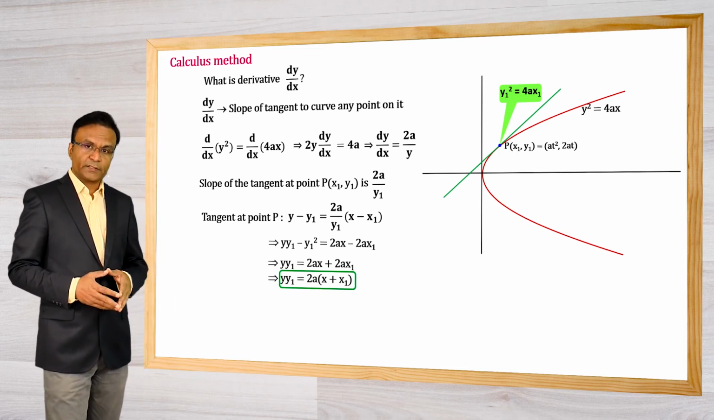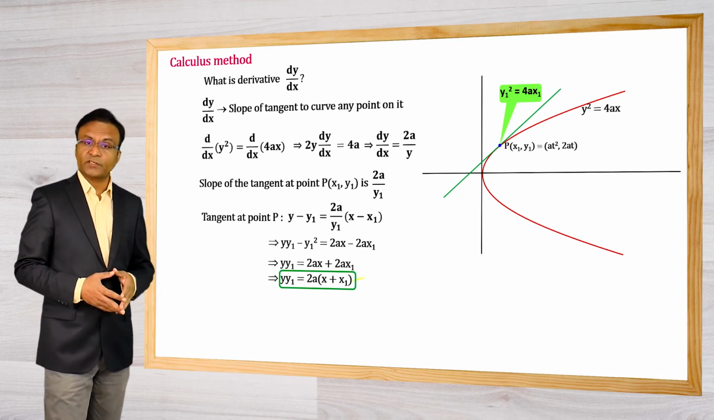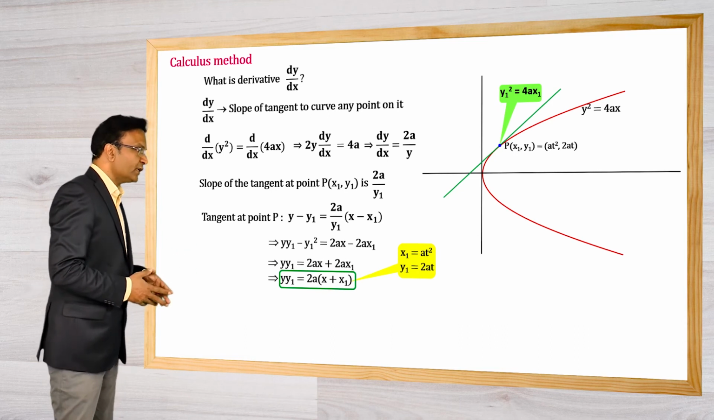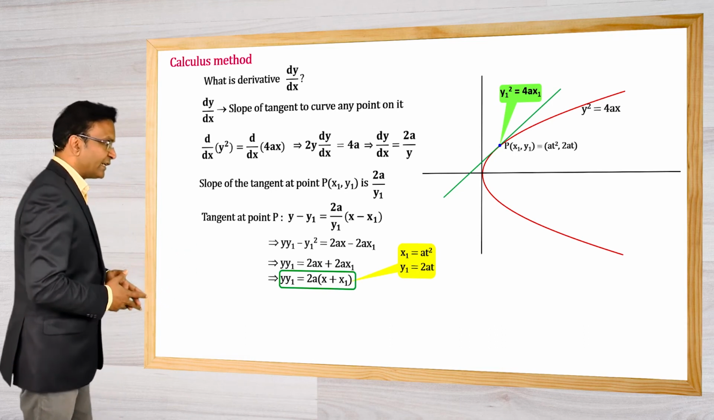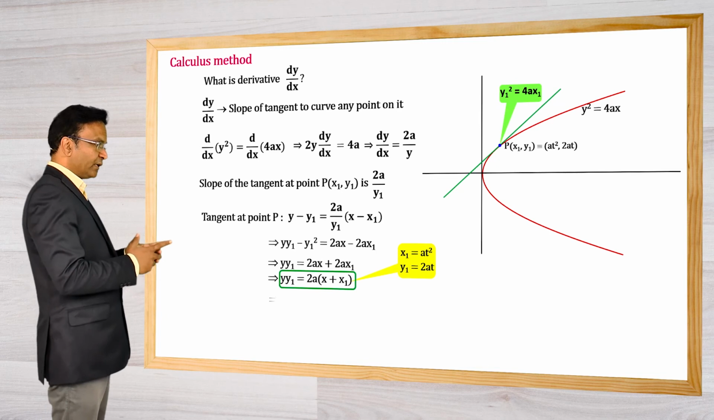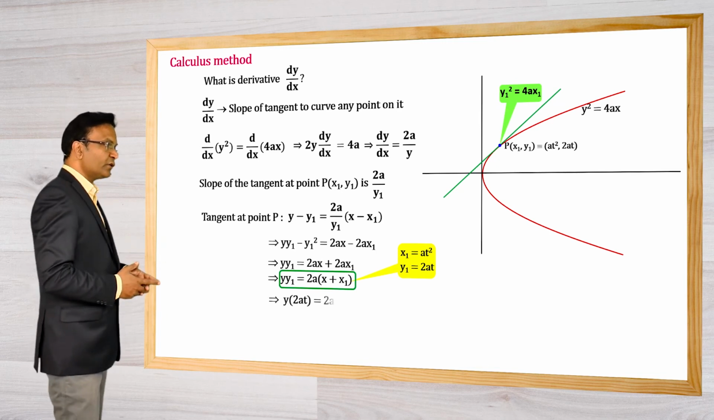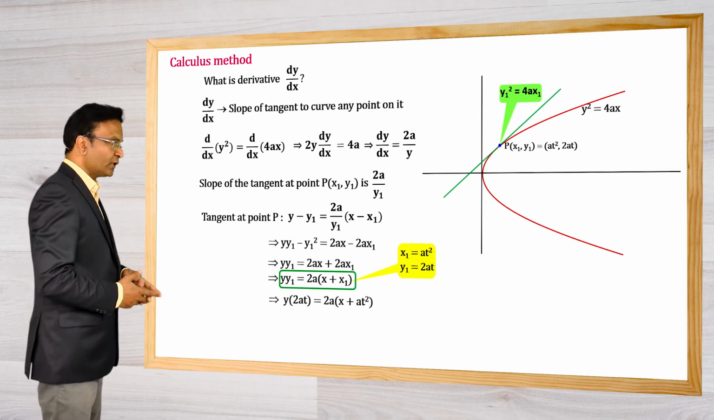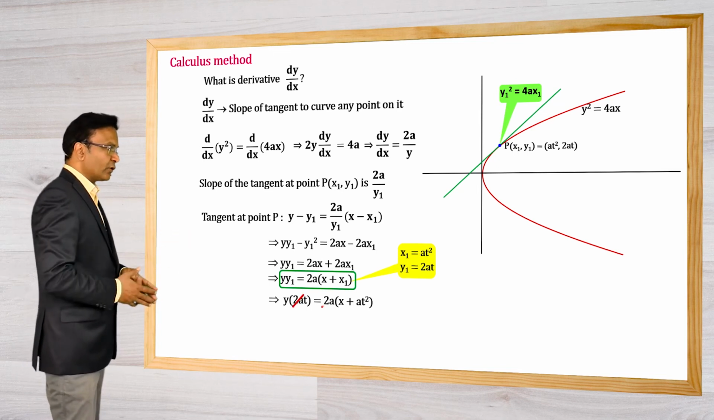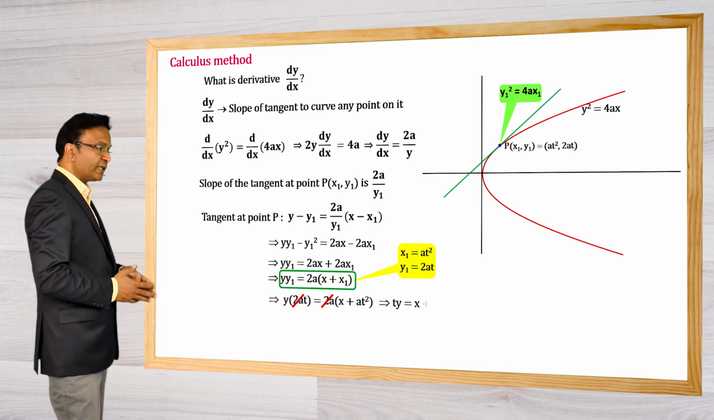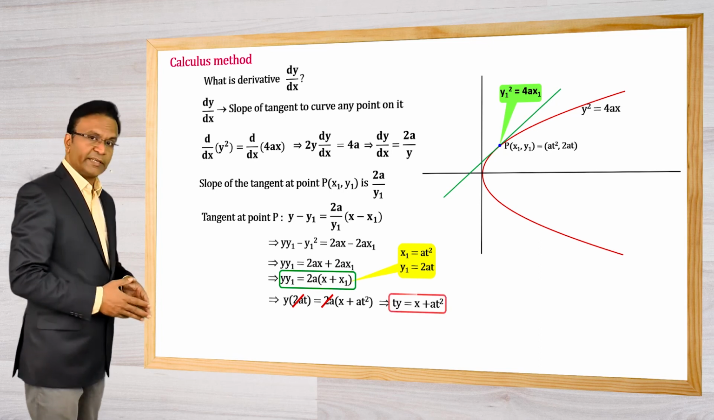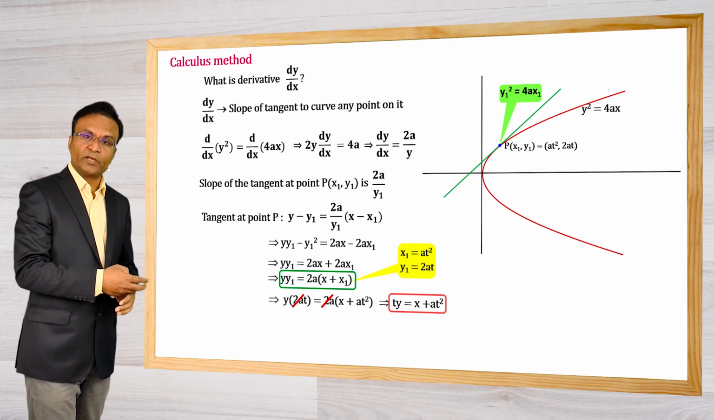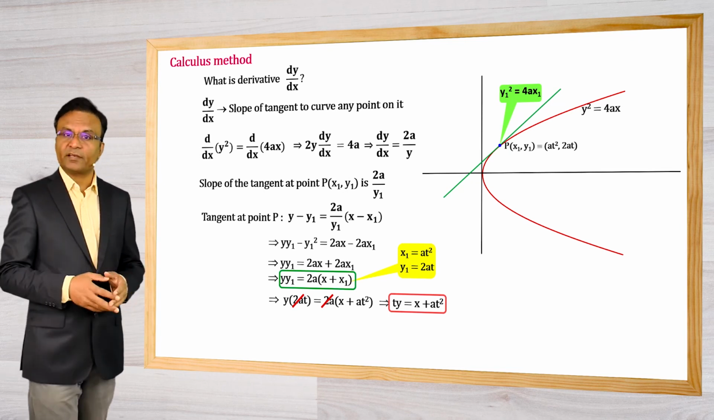Now in this put x1 is equal to at square and y1 is equal to 2at. So we get the equation of tangent as y multiplied by 2at is equal to 2a multiplied by (x plus at square). Okay, you can cancel out a 2a from both sides, so we have ty is equal to x plus at square, which is the equation of tangent to this parabola at point P, whose parameter is t.